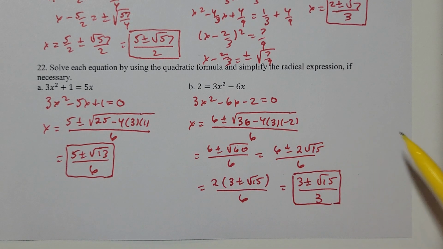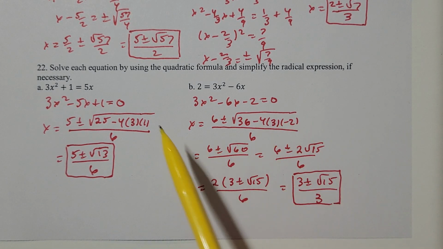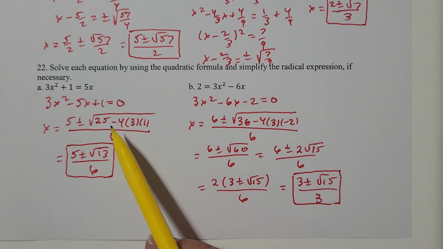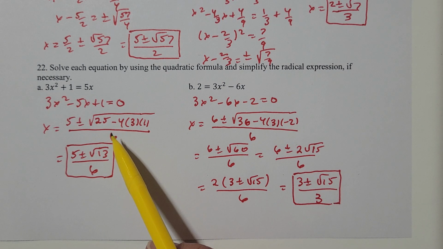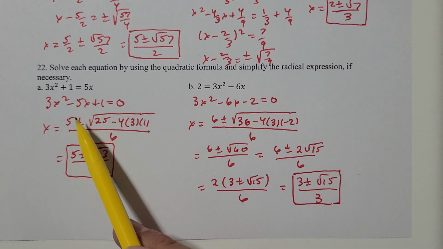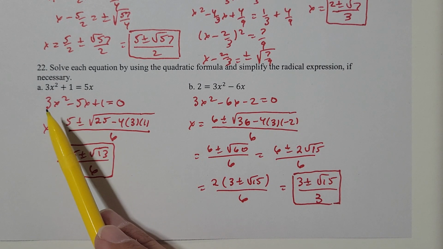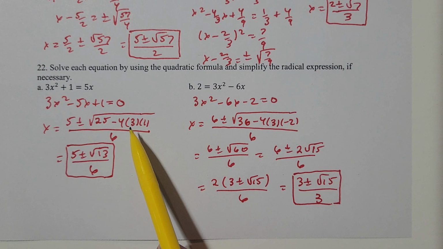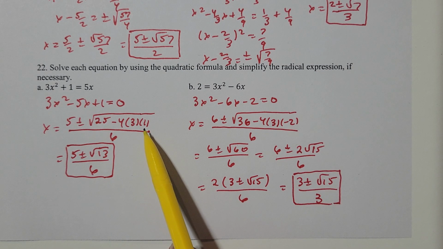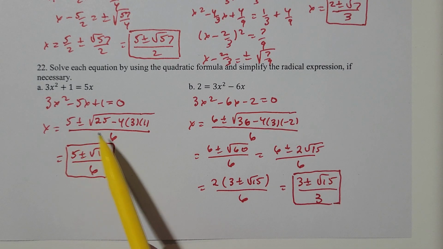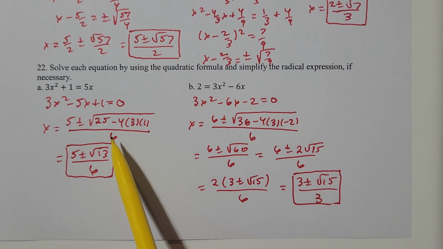Which means that x is equal to the opposite of b plus or minus the square root of b squared minus 4 times a times c all over 2a. So the opposite of b, the opposite of negative 5 is 5, plus or minus the square root of b squared, negative 5 squared is 25, minus 4 times a is 3, times c is 1. And this is all over 2a. 2 times 3 is 6 in the denominator.